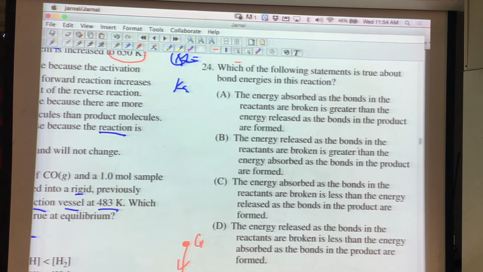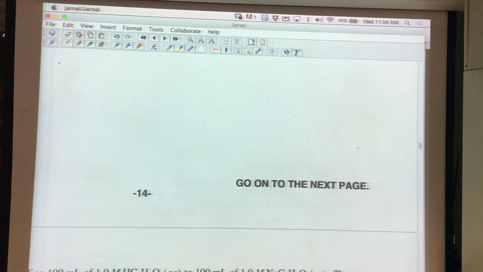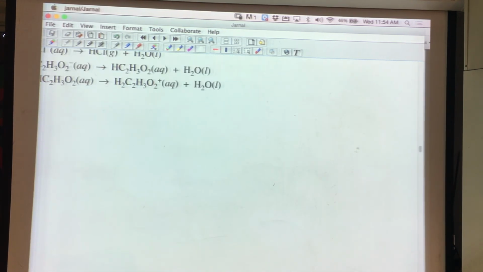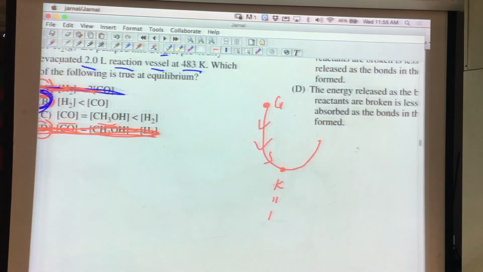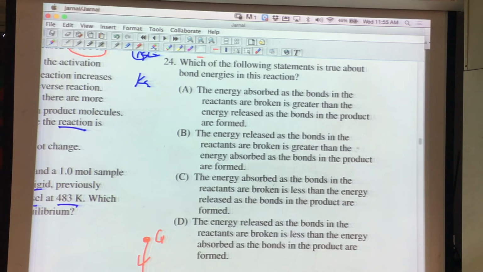And 24. You know what? Last couple of tests I've been reviewing, bond energies have been jumping back up. And we should realize something about bond energies. What question am I at? This one, right? Okay. Bond energies.